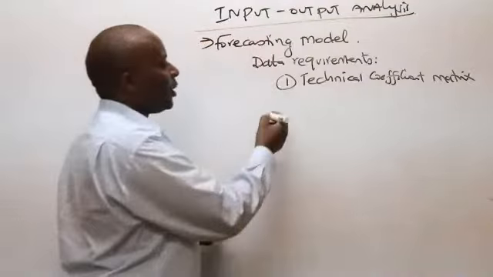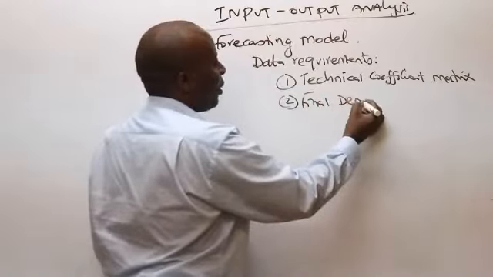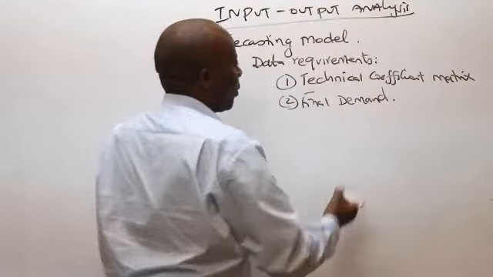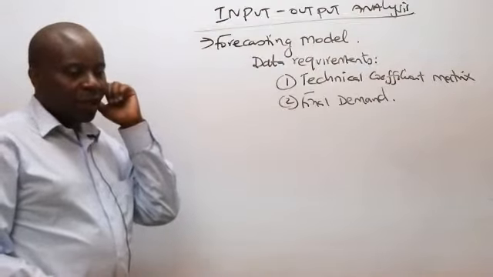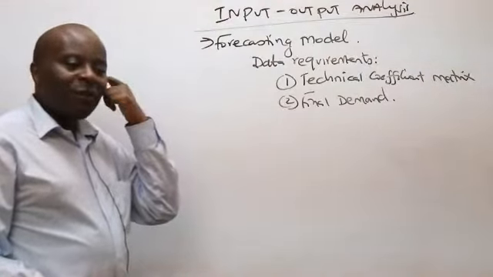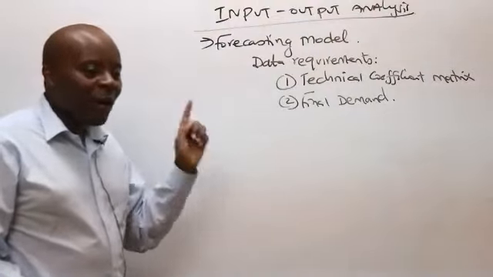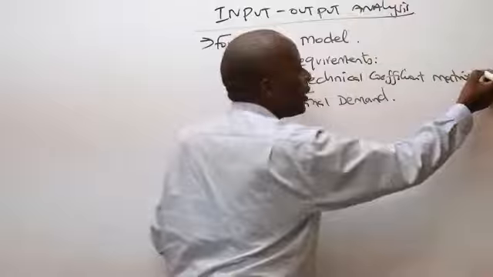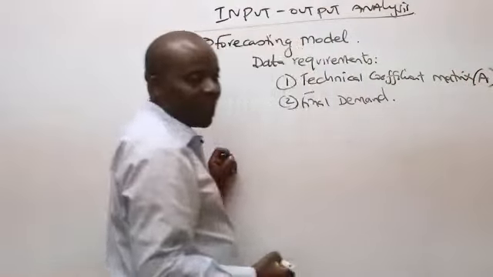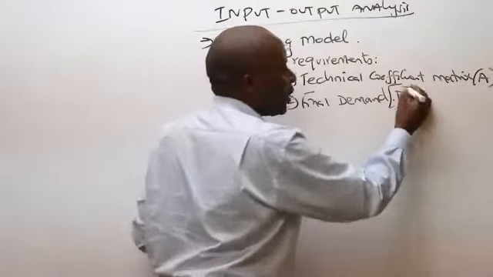And then number two, ladies and gentlemen, you need what we call the final demand. So you need the technical coefficients matrix, and the final demand. Even before I define these things very well for you, I want you to know from today that the technical coefficients matrix will always be called matrix A, and the final demand matrix will be called matrix D.